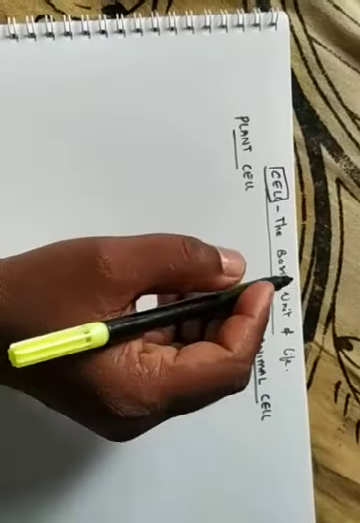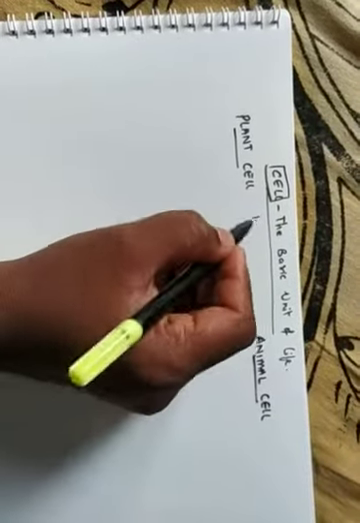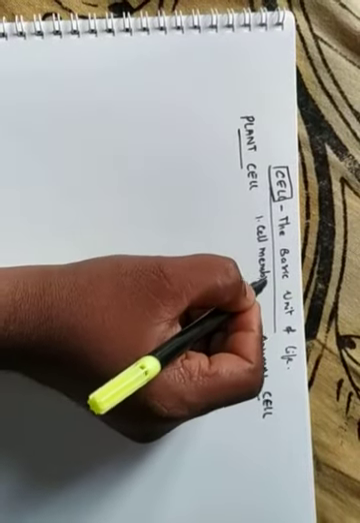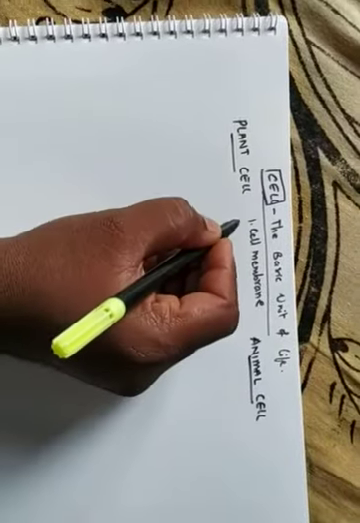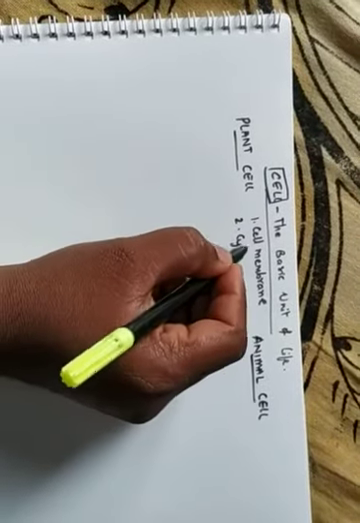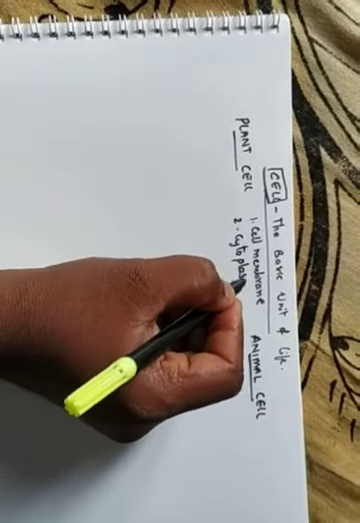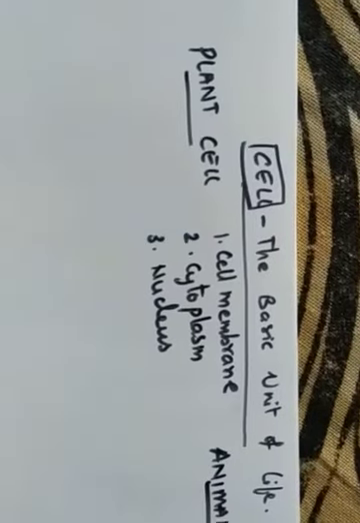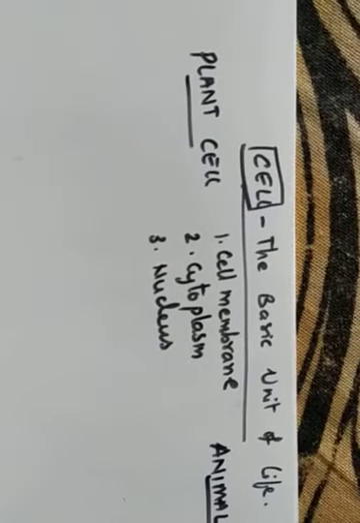Okay, right. Here when we see, every cell has three major parts. One, cell membrane. Number two, cytoplasm, and the third one is the nucleus. These are the major parts of a cell: cell membrane, cytoplasm, and nucleus.